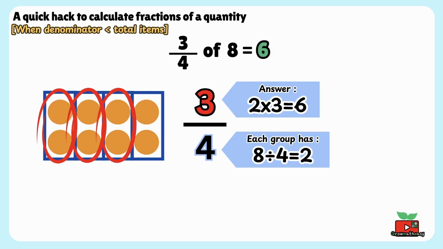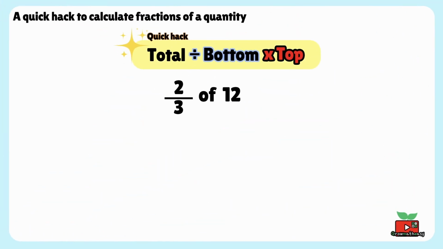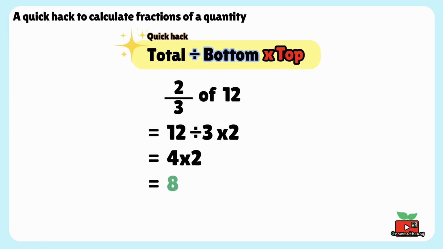The quick hack for calculating fractions of a quantity is we take the total number divided by the bottom number, then multiply by the top number. Let's test the hack with another example. What is 2/3 of 12? We divide the total 12 by 3 and then multiply by 2. 12 divided by 3 is 4, and 4 times 2 is 8. So 2/3 of 12 is 8.